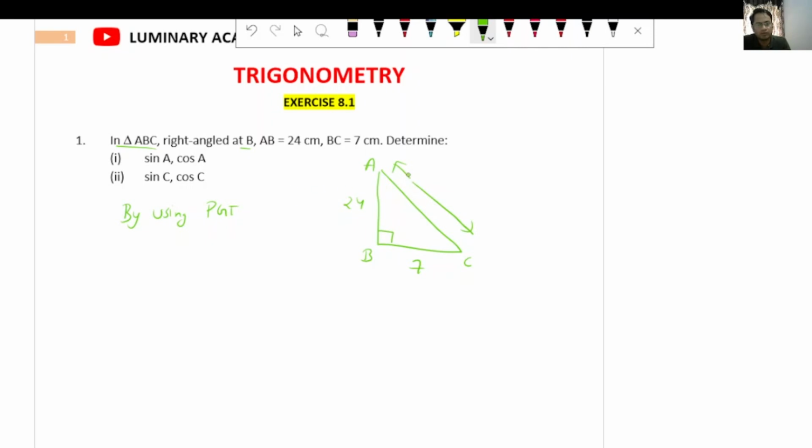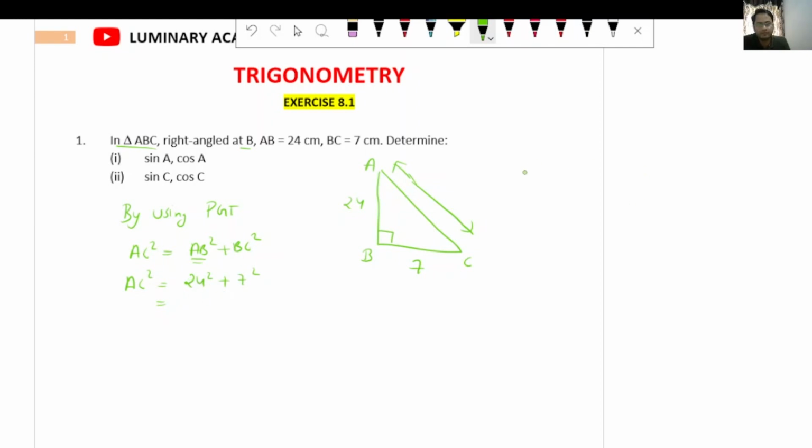Okay, so how will you find? By PGT. Now applying PGT, AC square is equal to AB square plus BC square, right? So AC square is not given to you, you will find the AC square. AB square is 24 square plus 7 square. Now you need to find the 24 square. Okay, so 24 square is how much?